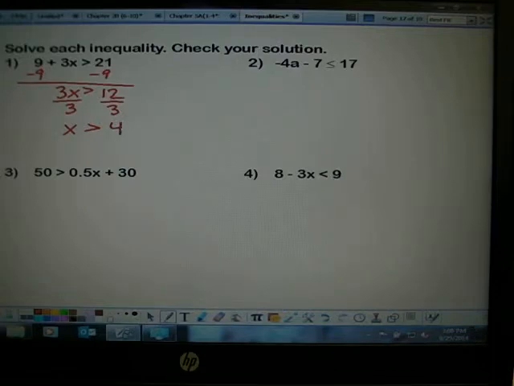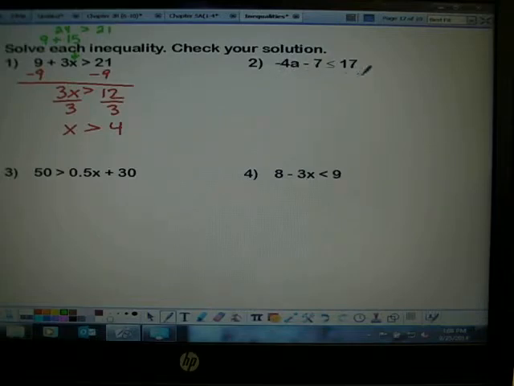Now, like I said, you can check your answer. So you pick a number that's greater than 4, like 5 or 6 or a million, it doesn't matter. I'm going to pick 5, so I'm going to put a 5 right there. 3 times 5 is 15. 9 plus 15 gives you 24. Is 24 greater than 21? Yes. And since it is greater than 21, that tells you that you have the correct answer.